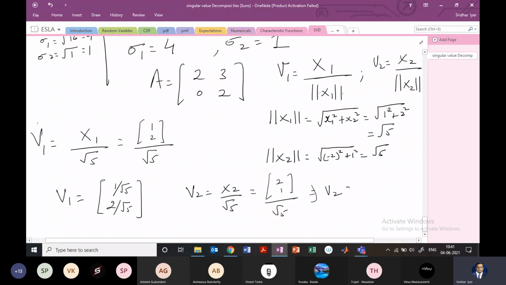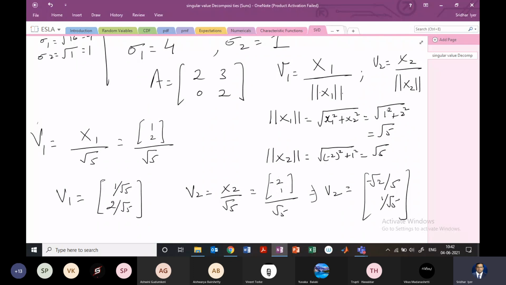Therefore, v2 is 2 by root 5 and 1 by root 5. I think this is negative 2. Okay, so negative 2 and 1. So this is negative 2 and 1. So we get negative 2 by root 5. Okay, so that's how we can find the values of v1 and v2.